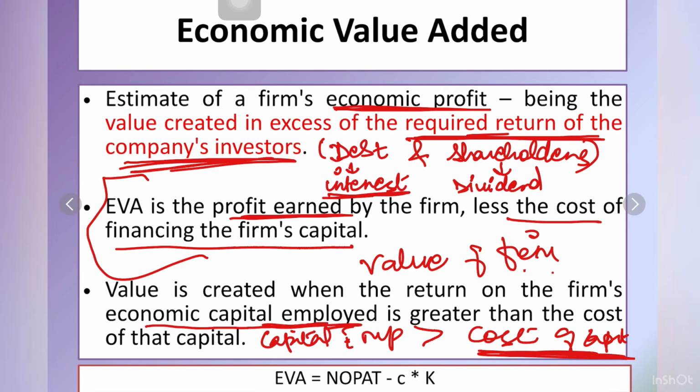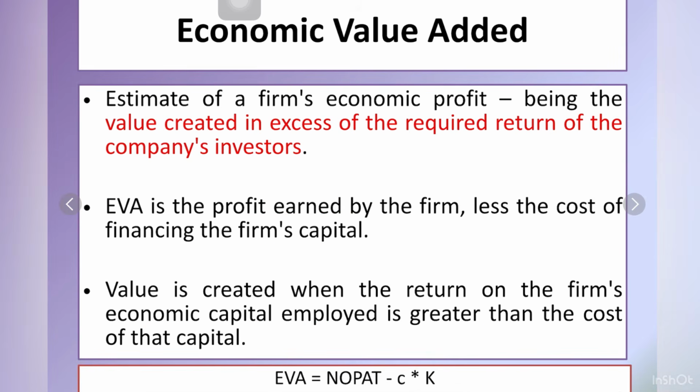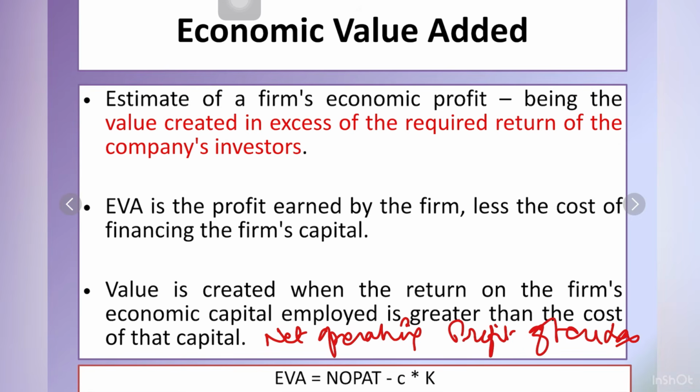Clear till here? Alright. Further, the formula is given to us, that is EVA is equal to net operating profit after tax minus cost of capital. Okay, we have already discussed what the cost of capital to debenture holders and to shareholders was, right? This is the cost. Then we have the capital employed, right? If this is positive, then value is being created by the firm.